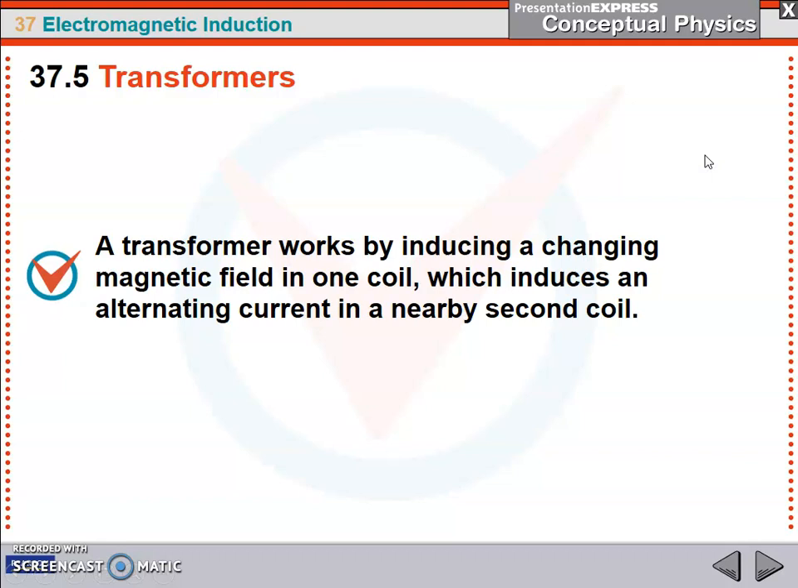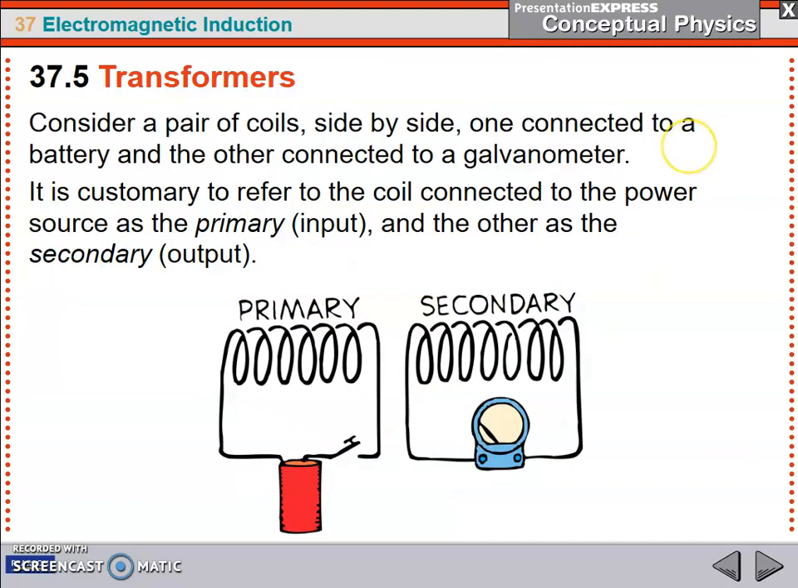A transformer works by inducing a changing magnetic field in one coil, which induces an alternating current in a nearby second coil. So we definitely need pictures. We've got a pair of coils side by side, one connected to a battery and one connected to a galvanometer, which measures current. It's customary to refer to the coil connected to the power source as the primary and the other one as the secondary. So the primary coil is the input and the secondary coil is the output.